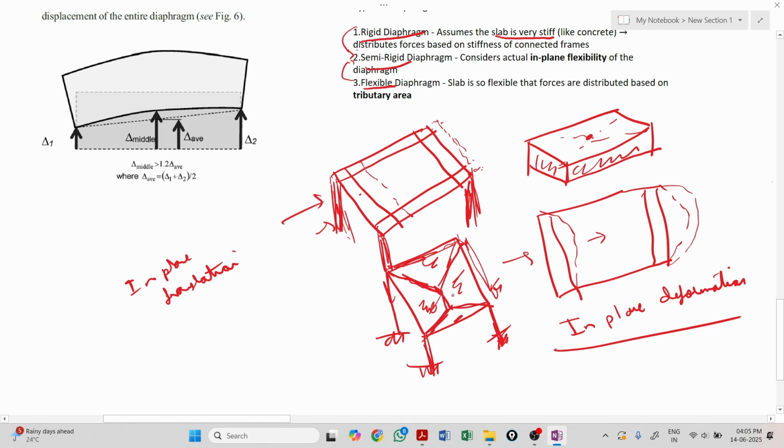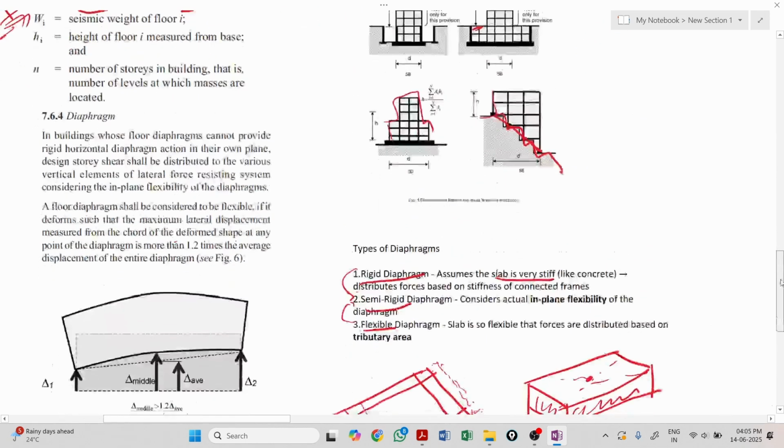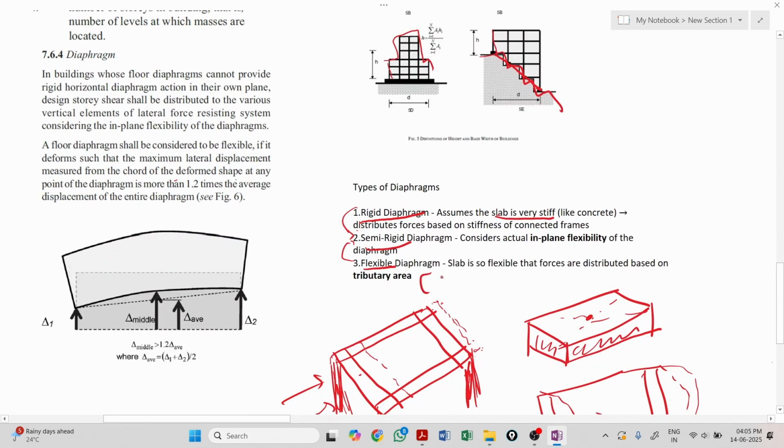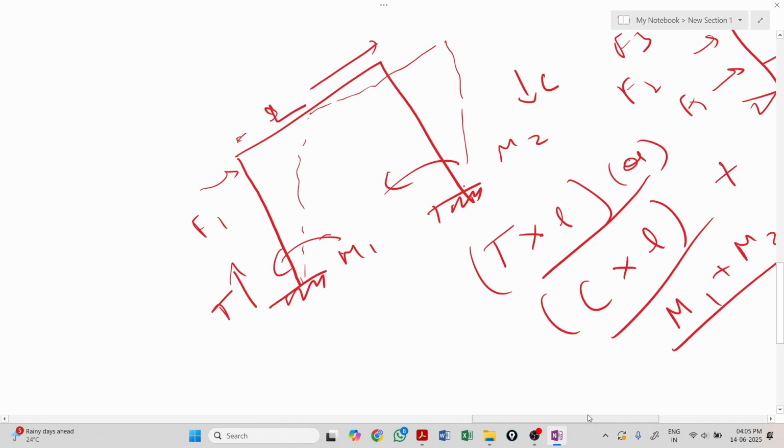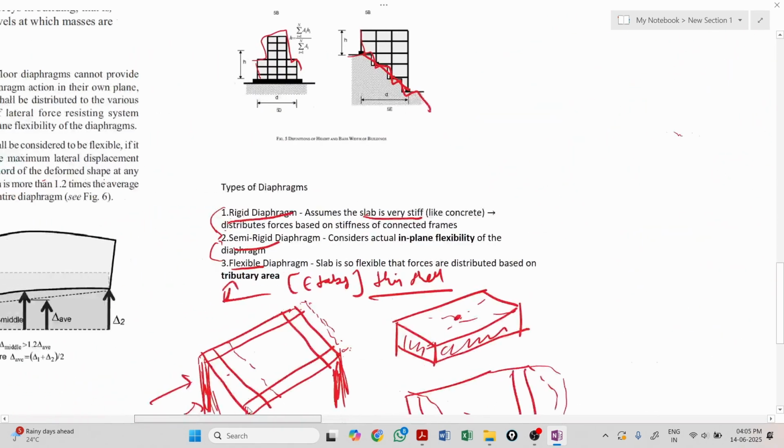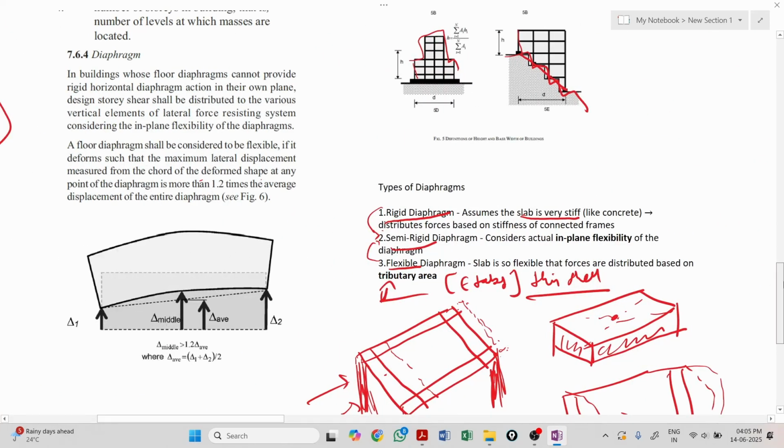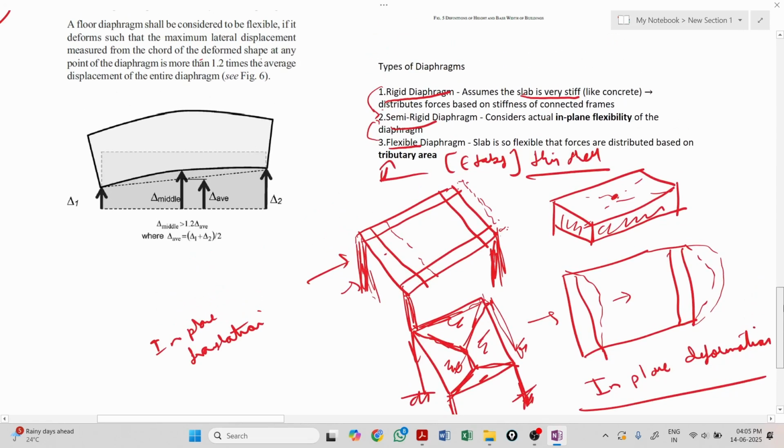Now you should understand that in software like ETABS, flexible diaphragm is followed. But normally, we take a slab to be a thin shell, right? So that is how it is followed. So now you have understood what a diaphragm is.